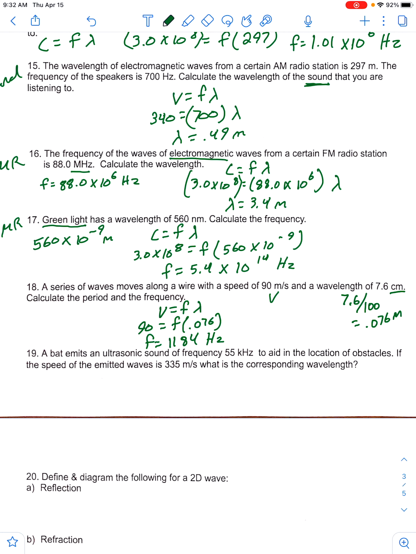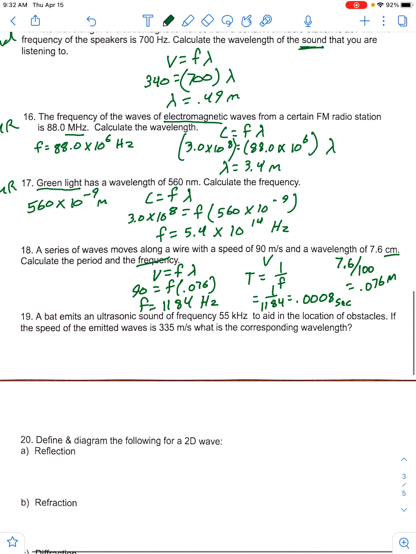So there's one part of my question. I found frequency, so I'm done with that. But remember, if you want to find period now, if I know frequency, period is T equals 1 over f. So 1 divided by 1184, and that gives me a period of 0.0008 seconds. So that's how long it takes for one of those waves to complete a wave.